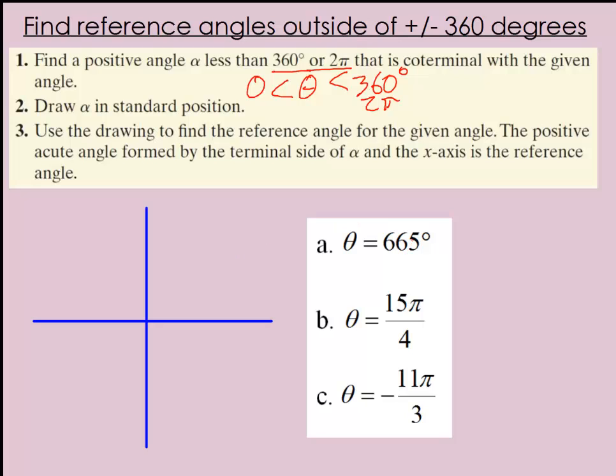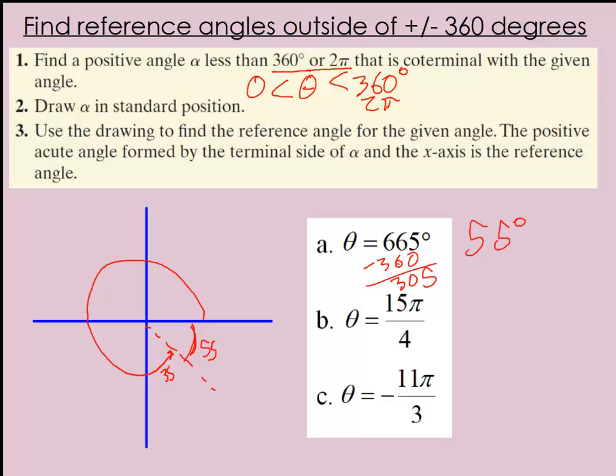So if I wanted to find the reference angle for 665 degrees, I'm going to subtract 360 from that, and what you're going to get is 305. So I have to find the reference angle for an angle at 305 degrees. That's 180, I know this is 270, and so it'll be another 35 degrees here. So what's left here for my reference angle is going to be 55 degrees. So my reference angle for A would be 55 degrees.